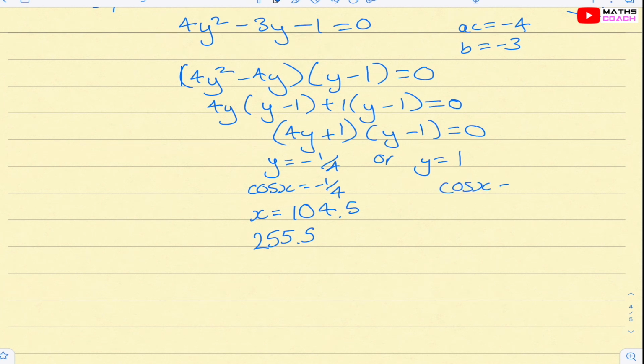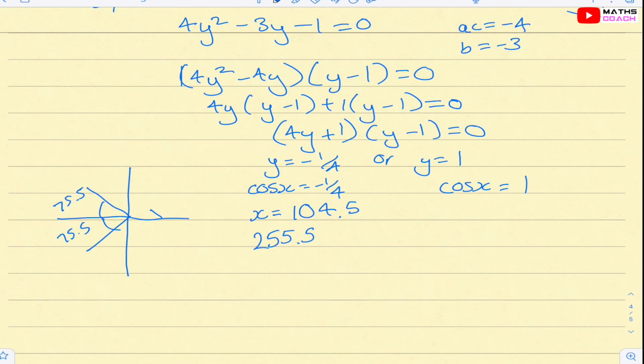So cos x equals 1. Now this one wouldn't make sense to use a CAST diagram, so let's just do a quick gentle recap of what we did earlier. Obviously we found cosine is negative, so it's going to be in these two quadrants, forming the acute angle. So 180 minus 104.5 gives you 75.5 there and 75.5. So it's just 180 plus the 75.5, which is 255.5, in case you're not sure where I got those two values.